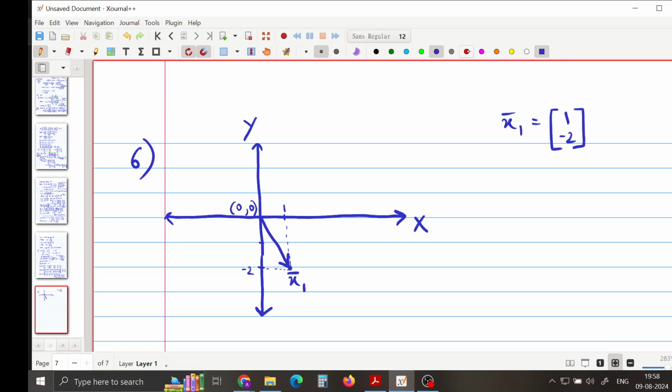So if you rotate this, you'll get some vector like this. Basically on rotating this by an angle of theta equals 60 degrees in the counterclockwise direction. If this resulting vector is x2, that is what you are asked to find.